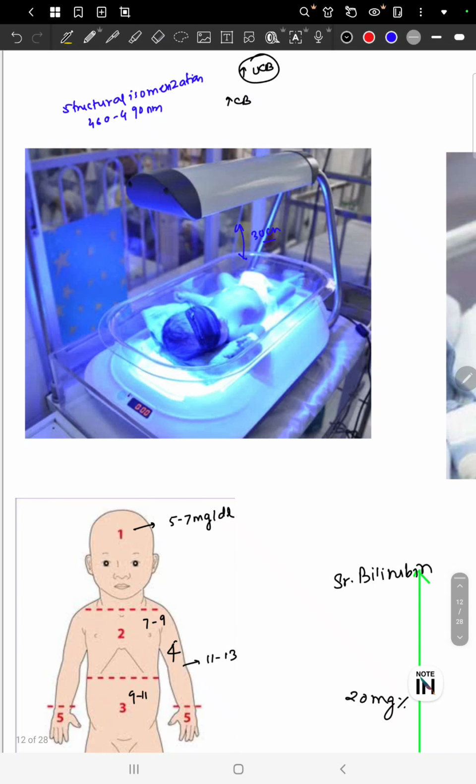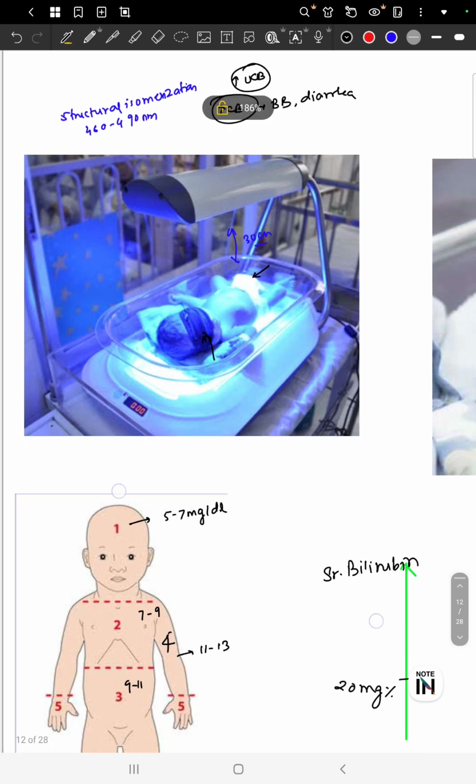If you use phototherapy in pathological jaundice where conjugated bilirubin levels are high, then that can lead to bronze baby syndrome. That can lead to diarrhea in the patient. Then again, in this picture we can see that the eyes are covered, the gonads are covered. Why? Because that can lead to gonadal toxicity, or in the eyes that can lead to retinal toxicity.